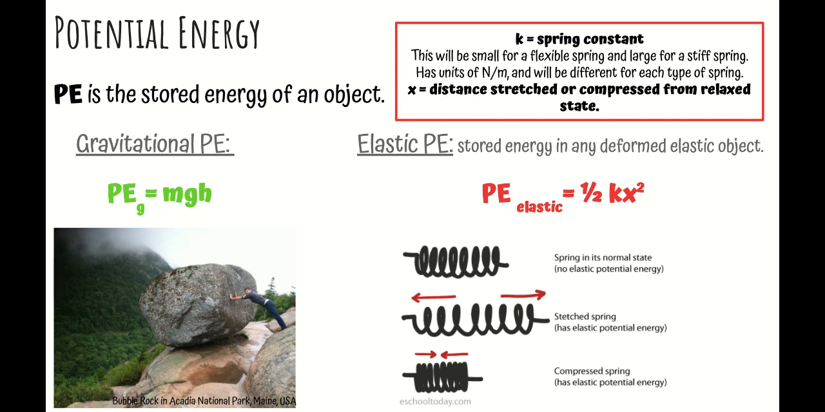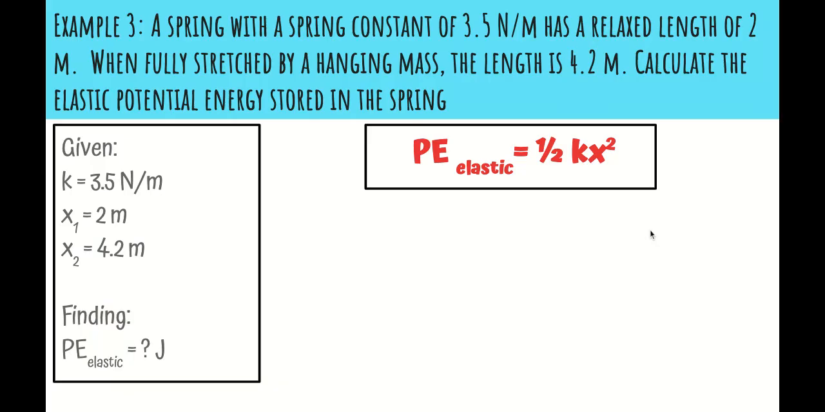And then x is going to be the distance that the object is stretched or compressed from its relaxed state. So some examples of that, the first one here with the spring in the middle. The first one's just sitting in its normal state, but then you can stretch your spring and cause elastic potential energy, or you could also compress it, because in either state they want to return to their normal state.